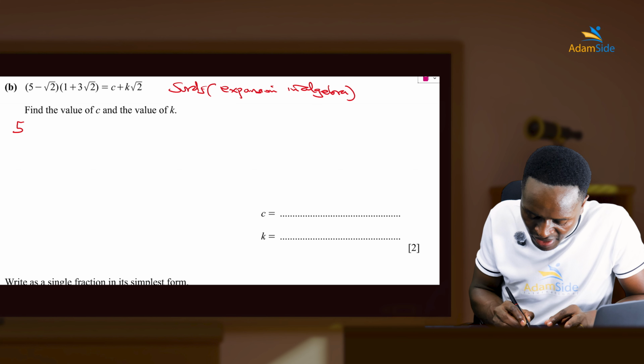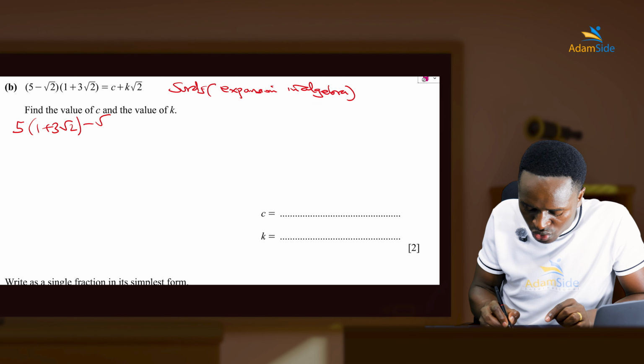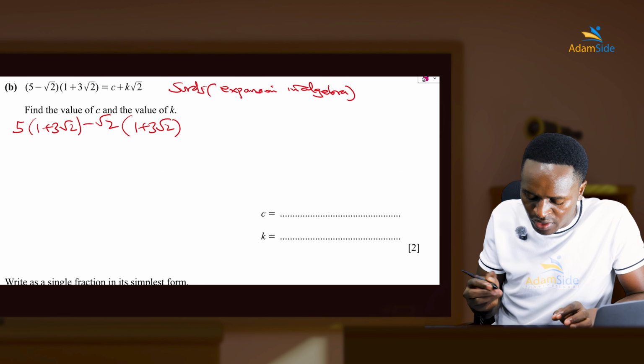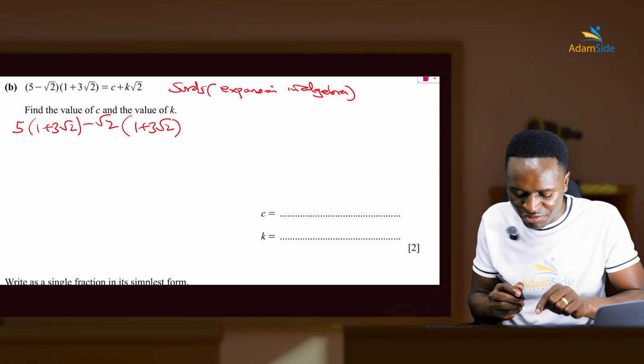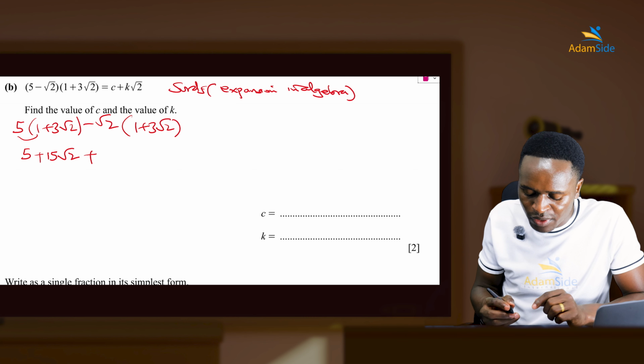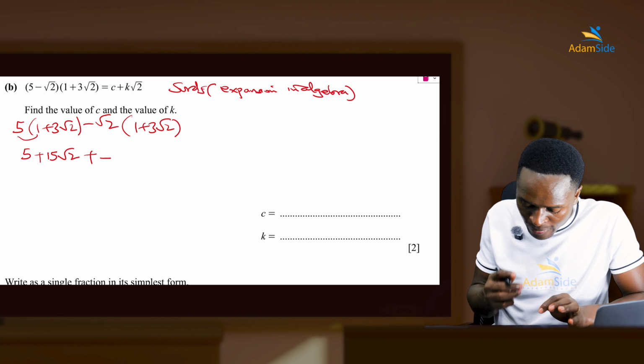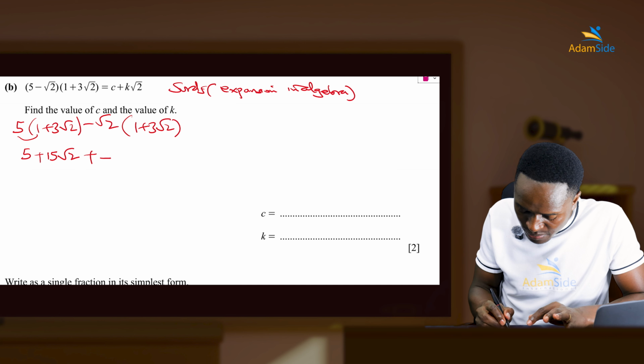So here we say 5 into 1 plus 3 root 2, then minus root 2 into 1 plus 3 root 2. We solve whatever is on our left side first. So 5 times 1, what do you get? You get 5. And then 5 times 3, you get 15 root 2. Remember, you're only multiplying with the coefficient. Then minus root 2 times 1, you get minus root 2.